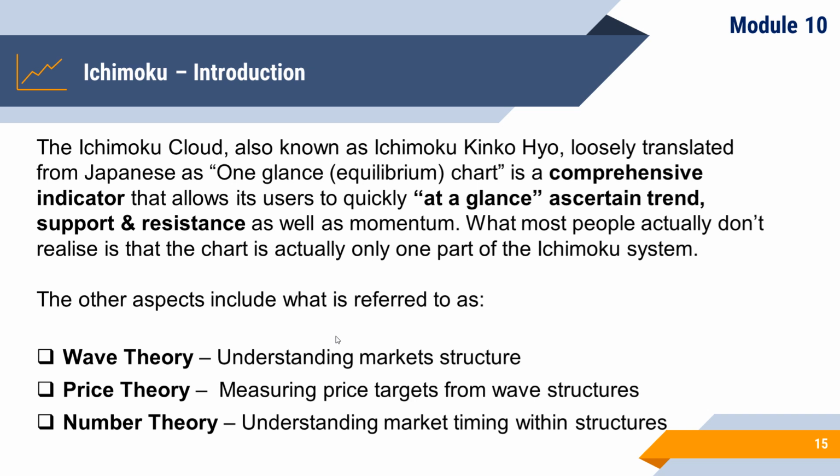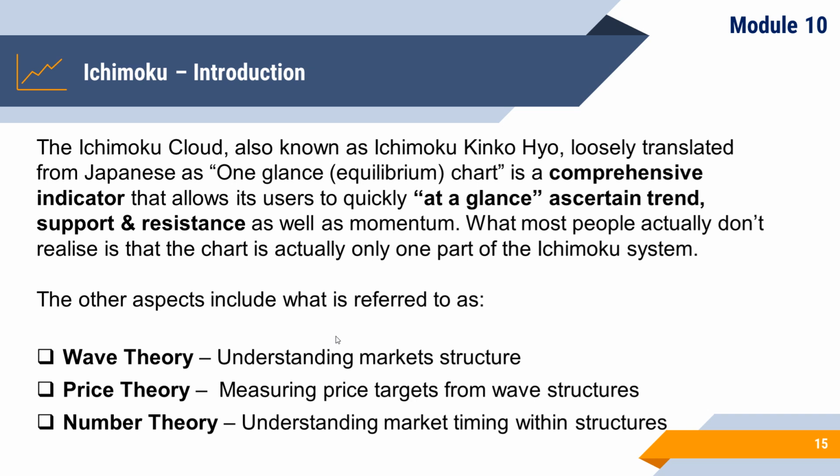For those of you that might have been trading for a while, you are probably familiar with the Ichimoku cloud. The Ichimoku cloud is also known as Ichimoku Kinko Hyo, which is loosely translated from Japanese as one glance equilibrium chart, or at one glance you can have a chart that is in equilibrium. It is a comprehensive indicator that allows its users to quickly, at a glance, ascertain trends, support and resistance, as well as momentum.